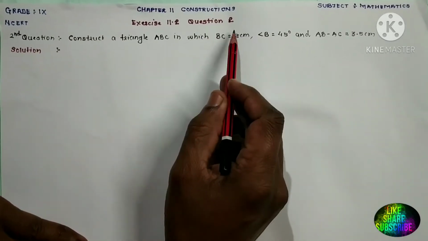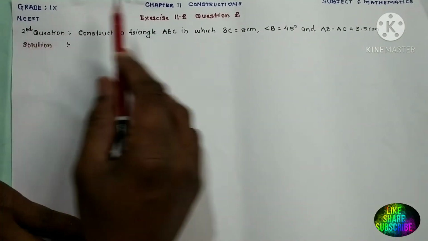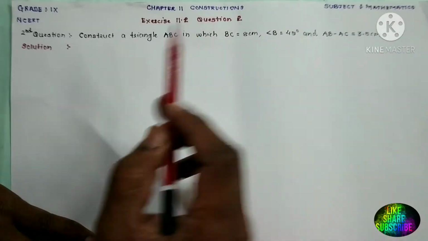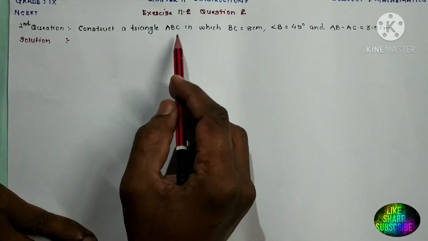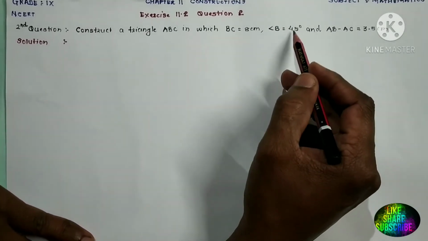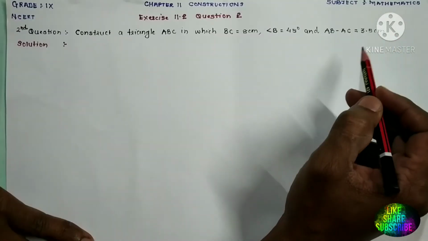In this video we shall learn question number 2, exercise 11.2, standard 9th, chapter number 11, construction, subject mathematics. So question number 2 is: construct a triangle ABC in which BC is equal to 8 cm, angle B is equal to 45 degrees and AB minus AC is equal to 3.5 cm.